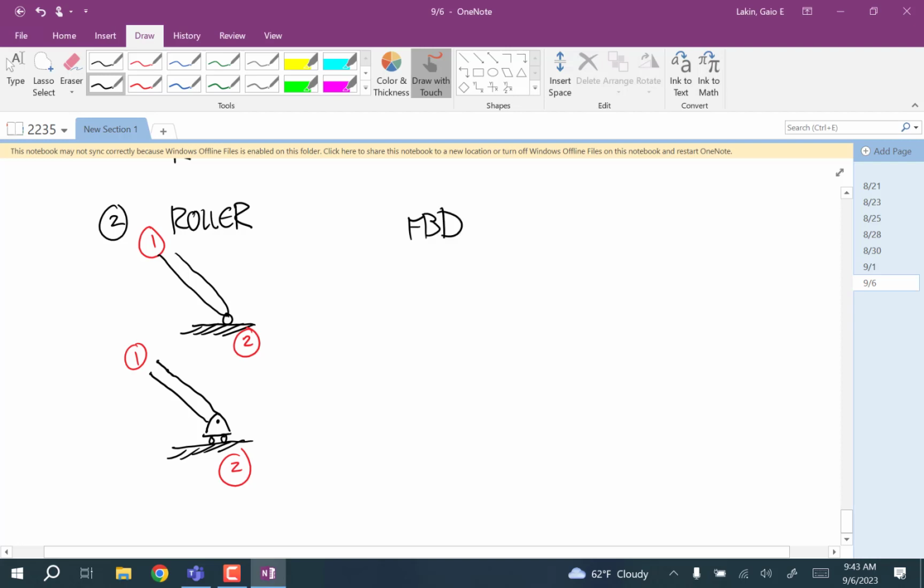So a free body diagram of body 1. That force is going to be perpendicular to the surface. And for body 2, it's going to be equal and opposite.